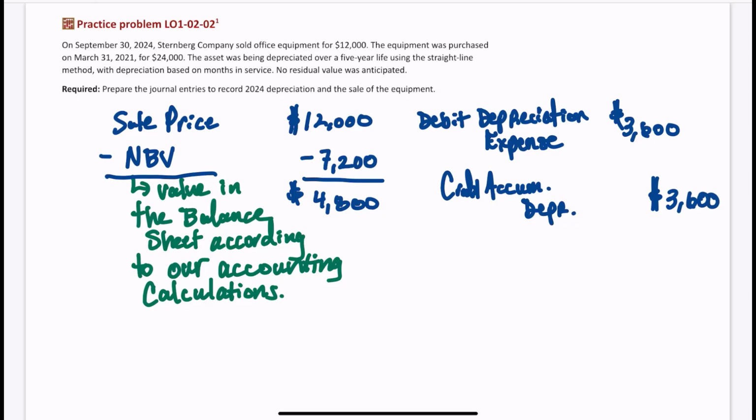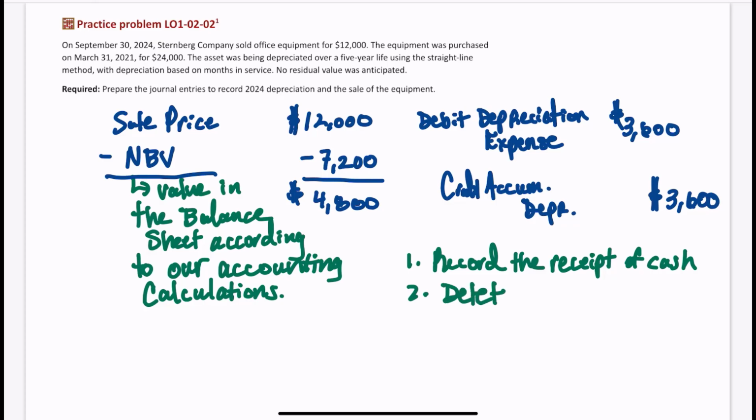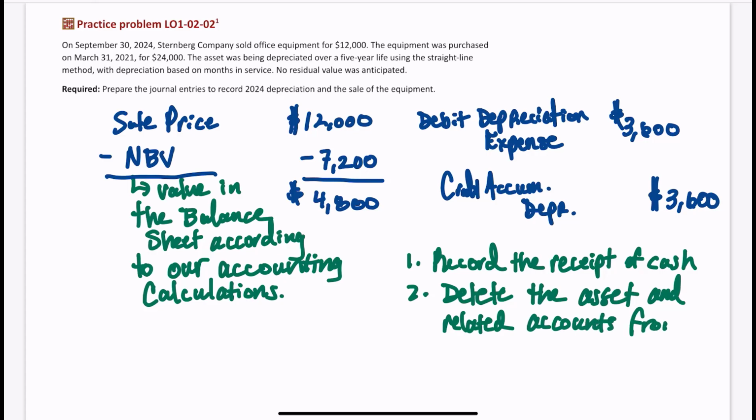And then, now this is important. When we sell an asset, we have a couple of different jobs. So first, we have to record the receipt, so that whoever's buying this asset is paying us cash. We have to record the receipt of cash. And second, since we're selling it, we have to delete the asset and related accounts from our balance sheet.